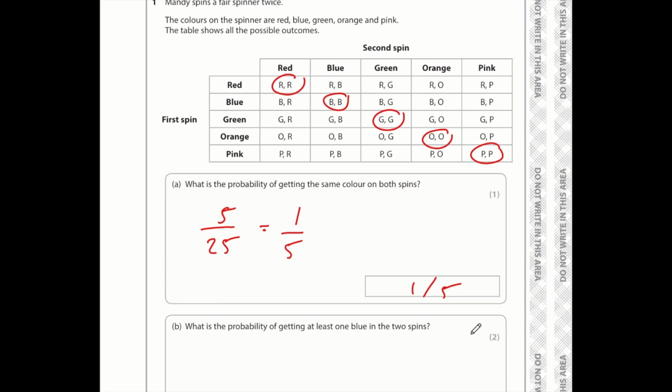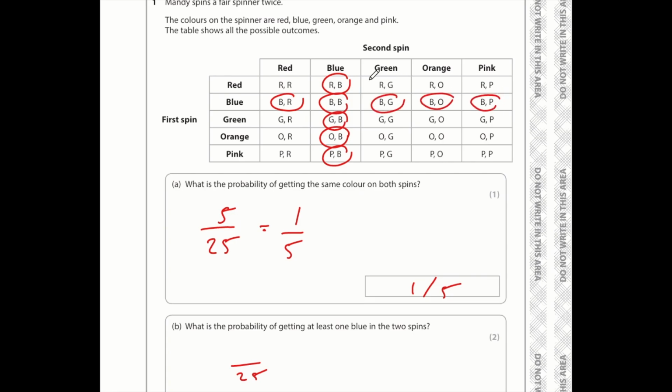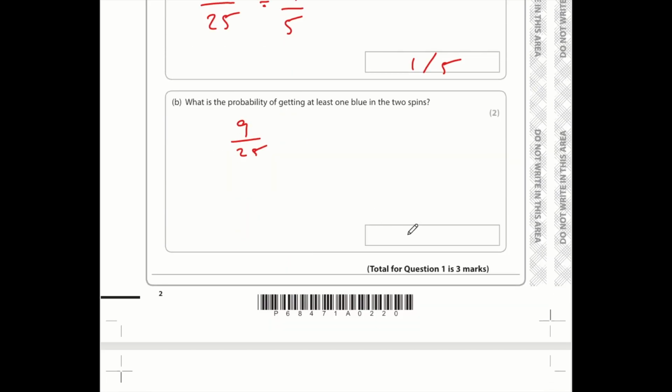And what is the probability of getting at least one blue? Okay, so let me just delete all of this. Okay, so at least one blue. So again, we know there's 25 different outcomes. Okay, so all of these are at least one blue, and all of these are at least one blue. There's no B's anywhere else. So that is 1, 2, 3, 4, 5, 6, 7, 8, 9. Make sure to not count that one twice. And can 9 over 25 be simplified? The answer is no, so 9/25.